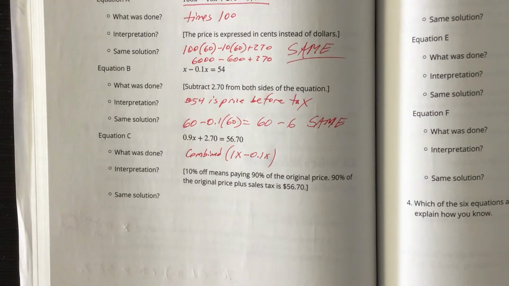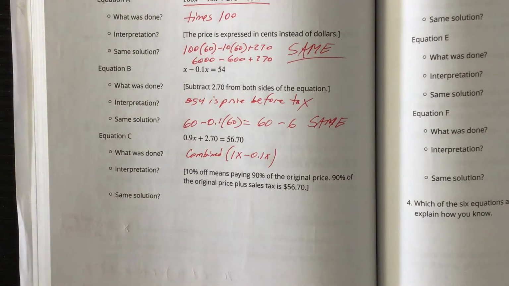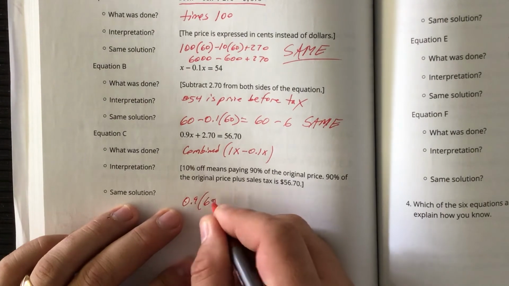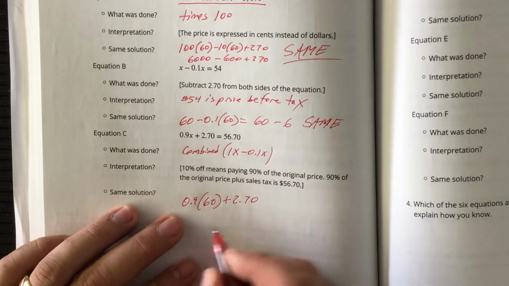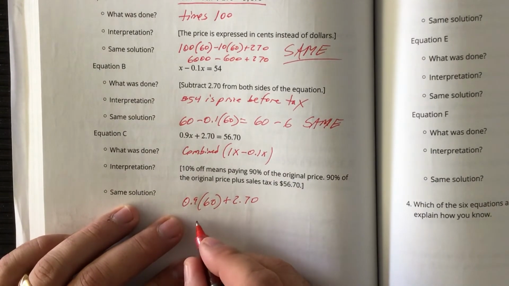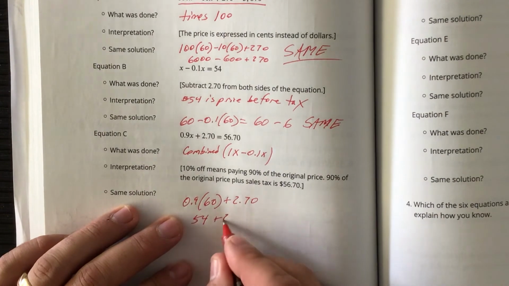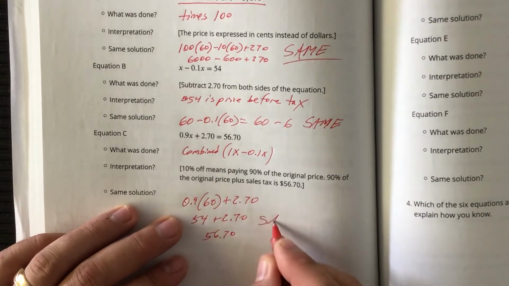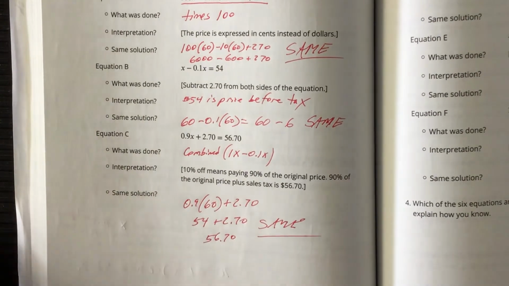Okay, now what does that mean in interpretation? Well, 100% minus 10% off, you're paying 90% of the original price. That's where the 0.9 comes from. Same solution. Well, let's check it. 0.9 times 60 plus 270. 0.9 times 60 is 54. Plus 270 is 5670. So again, same solution.